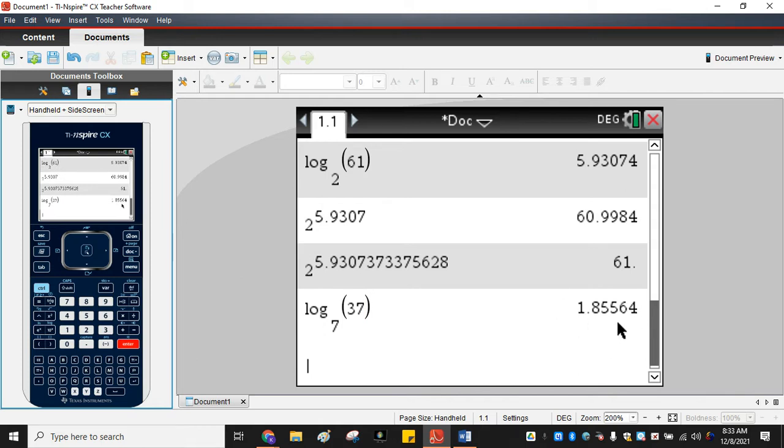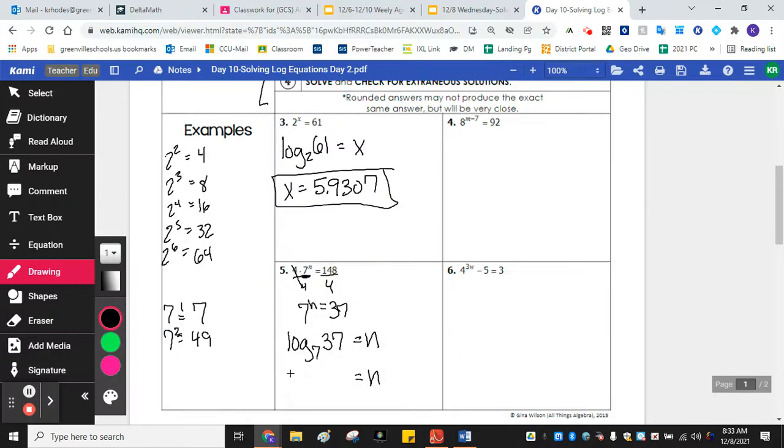1.85564. I'm going to use that whole decimal because the more I round, the less accurate my answer is. So see how it's closer to 2 than 1.